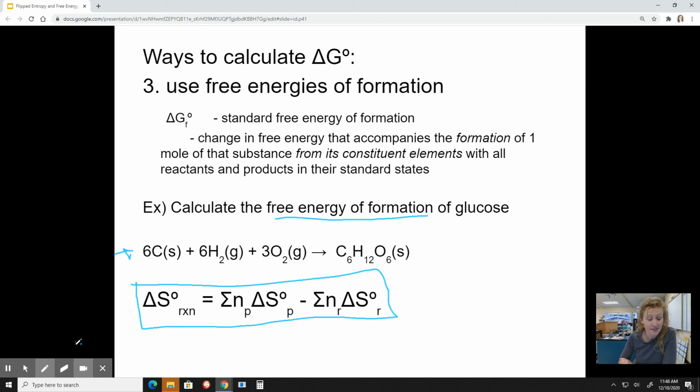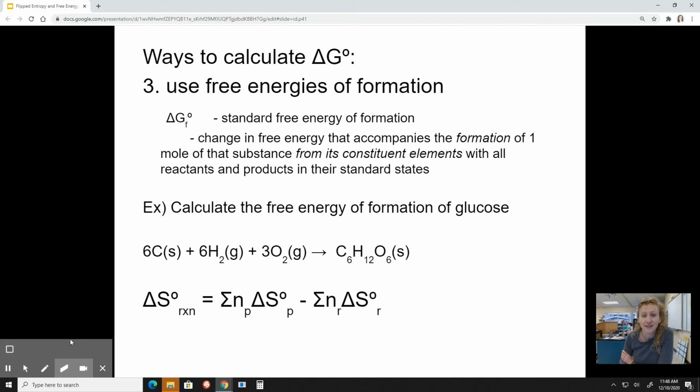Okay, 3 ways to calculate delta G. Definitely try some of these homework problems. Go online, find additional practice problems if you need more repetition. Come to me with questions. We'll do some practice together in class, and then we are good to go on chapter 17. Let me know what questions you have, and I'll see you in class.